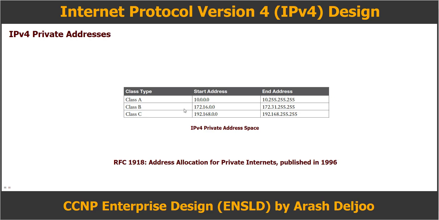After that, we have 16 ranges in class B, 172.16.0.0 to 172.31.255.255, and finally, you know that we have 256 networks in class C, 192.168.0.0 to 192.168.255.255. We call this range private IP addresses, and all other IP addresses in class A, class B and class C are called public IPv4 addresses.